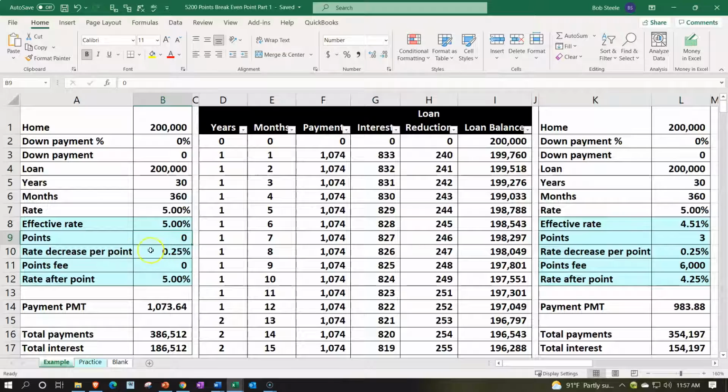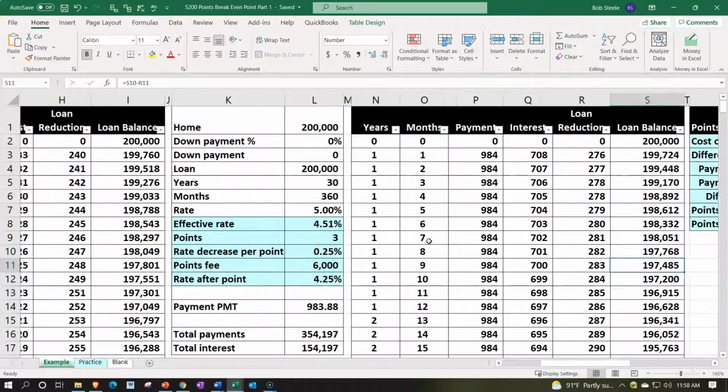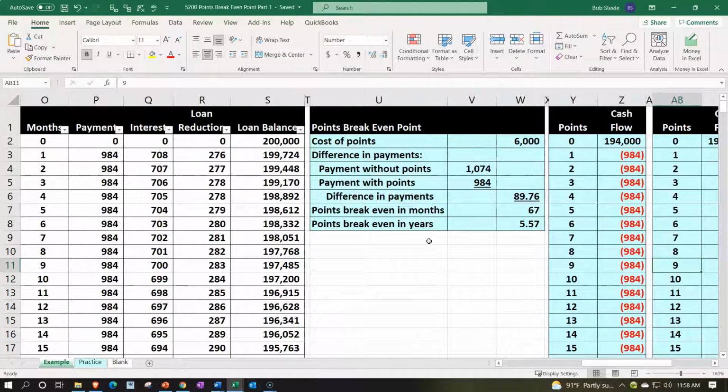So what we're going to do is have our information on the left. We're going to calculate it with no points. We're going to copy and paste our amortization table and data to the right, and then add the points and think about what would happen with regards to our rates and the cost of the points that we have done in prior presentations. Then we'll calculate the break-even point in a simplified way.